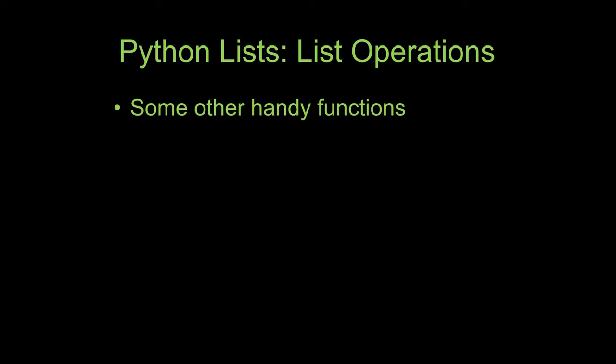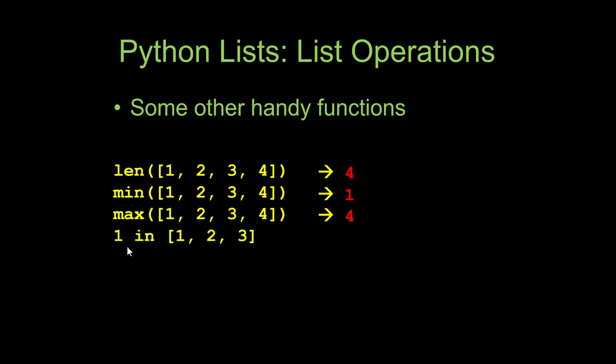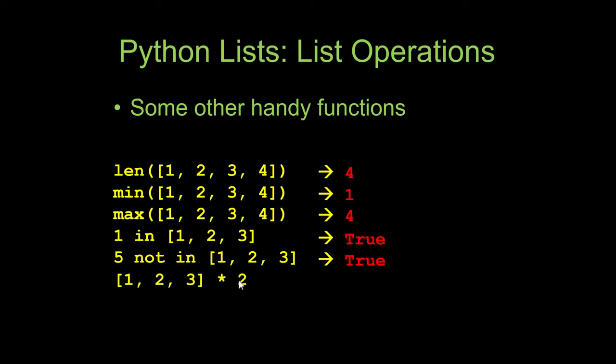Here are some other useful functions that we encounter often. The length of a list, in this case 4, there are 4 items in there. The minimum among the values in the list, in this case is 1. The maximum, likewise, we have 4. Is 1 in the list? In this case yes. 5 not in the list, that is true too. [1, 2, 3] as a list 2 times, you get 1, 2, 3, 1, 2, 3.